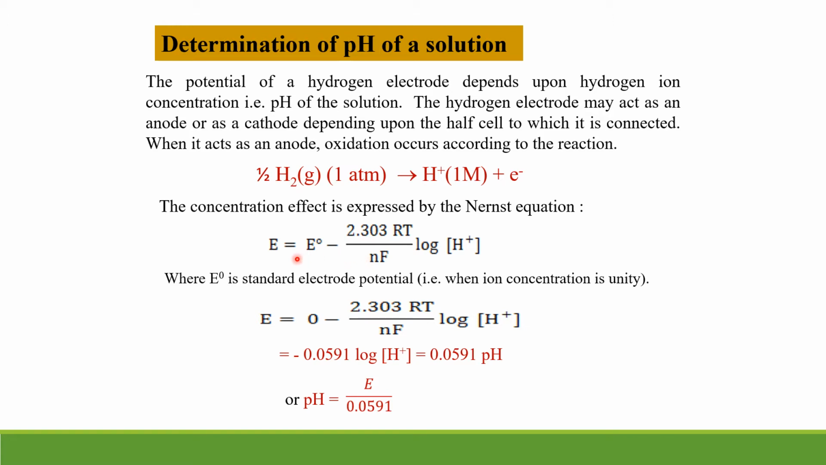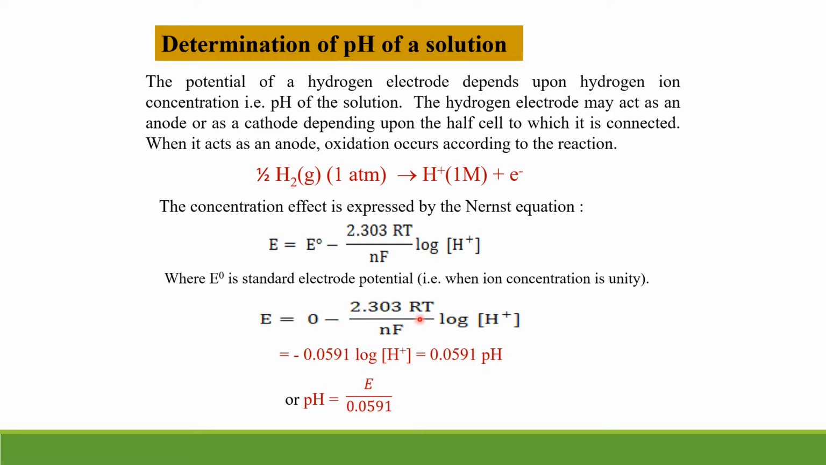So according to this Nernst equation, we can express the concentration, where in this particular Nernst equation, E0 stands for standard electrode potential. What is the standard electrode potential? When the ion concentration is unity, that is 1 molar, then the electrode potential of that cell becomes the standard electrode potential denoted by E0. So putting the value of E0 as 0, the Nernst equation becomes E is equal to 0 minus 2.303 RT divided by nF into log of H plus ion concentration.